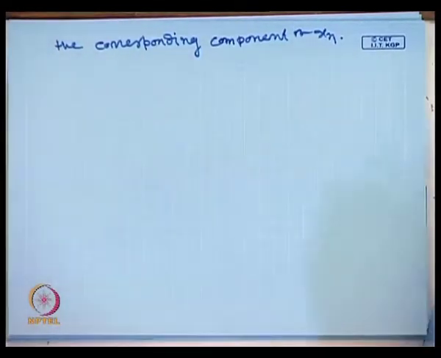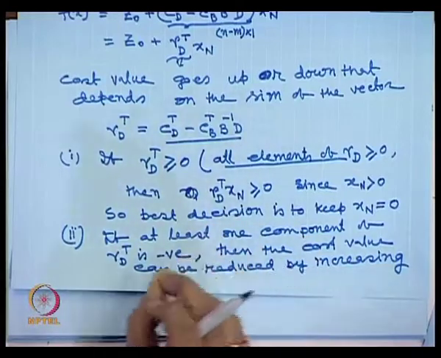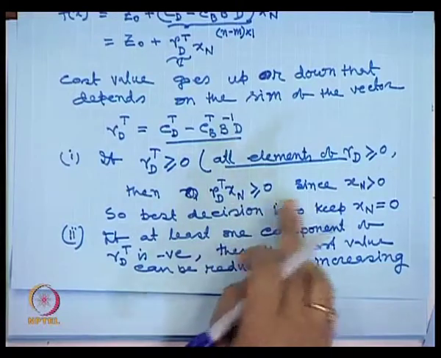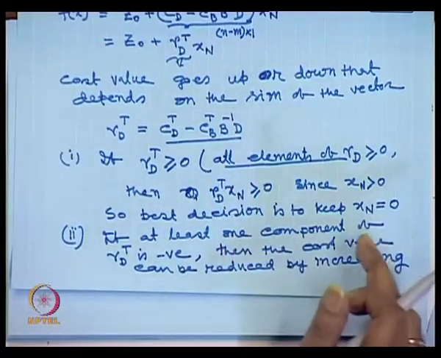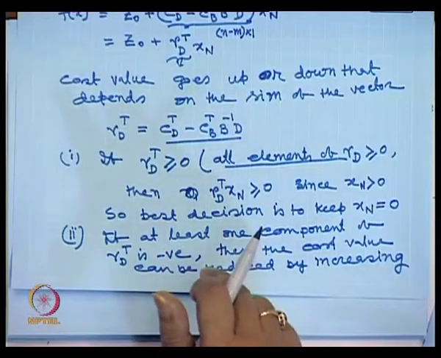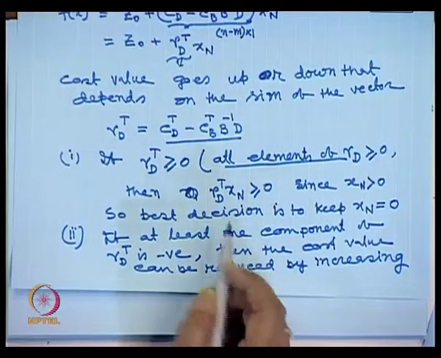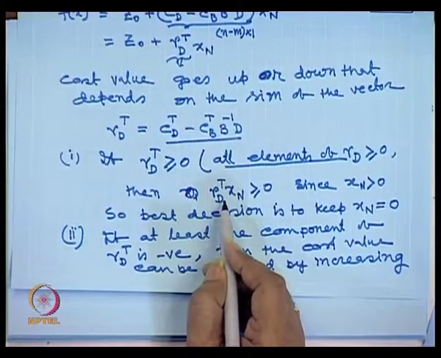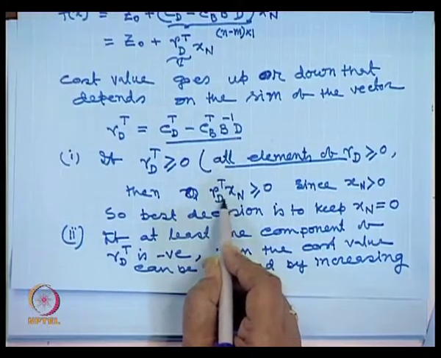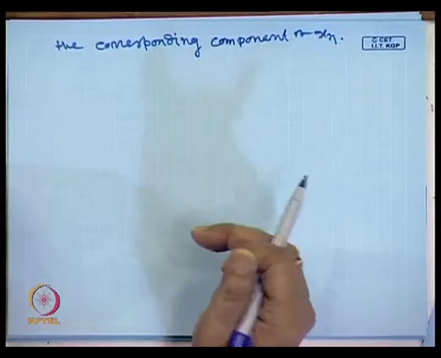Okay. So, now if you find that more than one component of the row vector R_D transpose has a negative sign, then which corresponding variable will you consider as the basic variable? The most negative numerical value we will consider, because that will give you a greater reduction of the function value than the other negative values in R_D transpose.